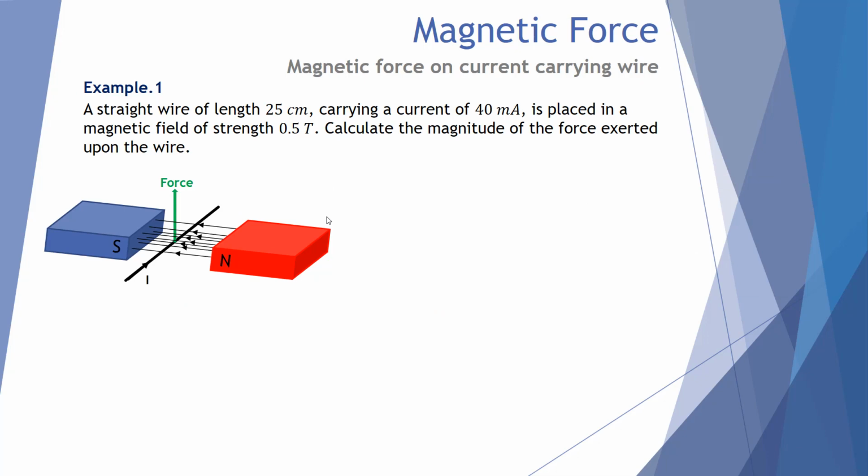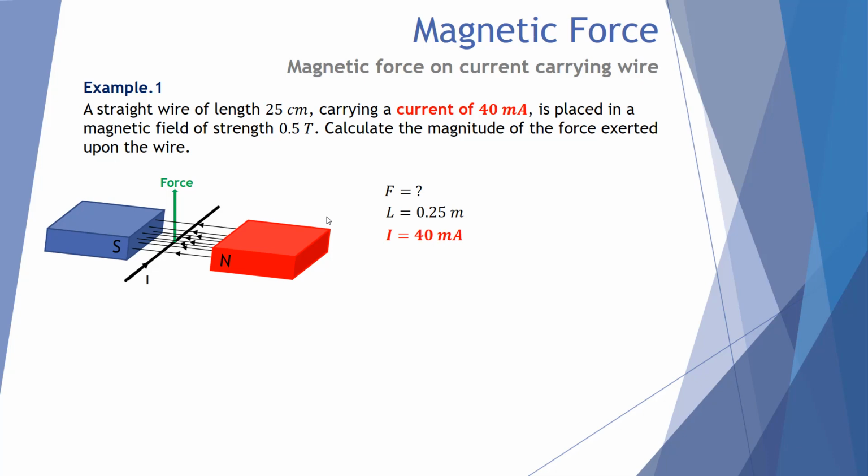A straight wire of length 25 centimeters carrying a current of 40 milliamps is placed in a magnetic field of strength 0.5 Tesla. Calculate the magnitude of the force exerted upon the wire. So let's extract our data. First of all, F, the magnetic force, is our question mark. L, the length of the wire within the magnetic field, is 0.25 of a meter.